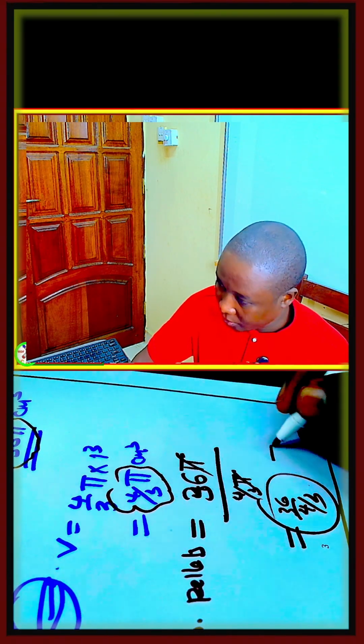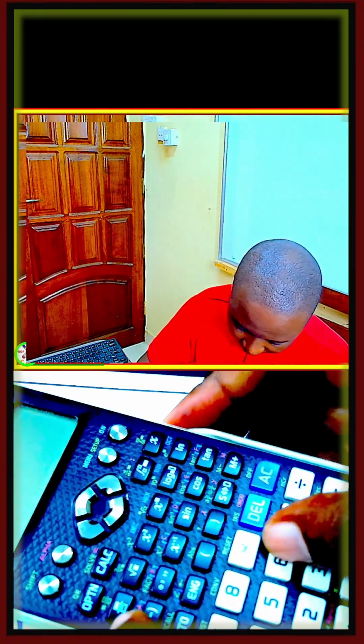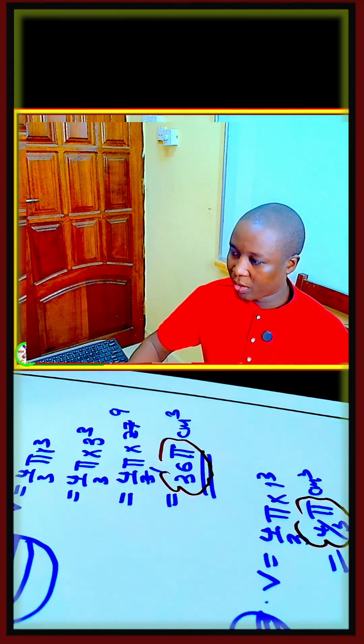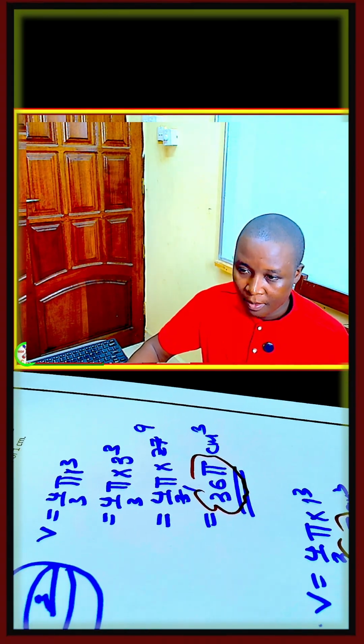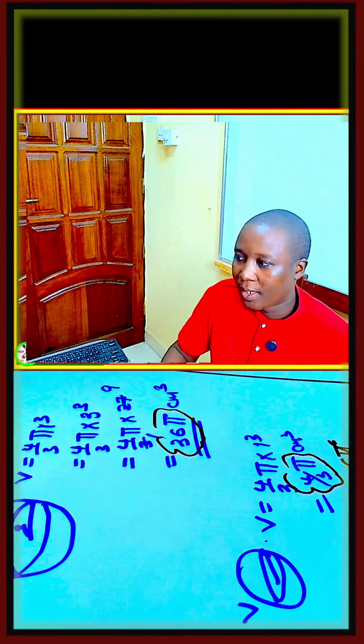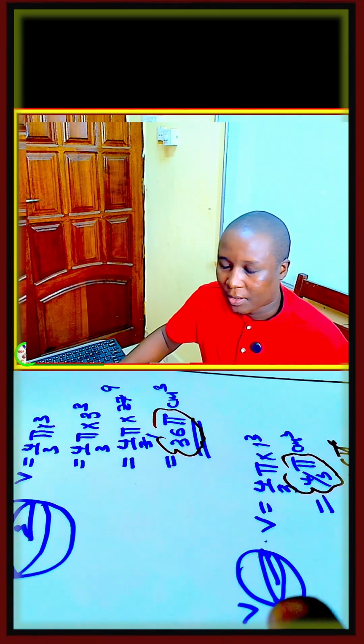So if you work out this, what are you going to get? If you divide 36 by 4 over 3, what does it become? It becomes 27 pellets. 27 pellets will be formed. So which means you take the volume of the big sphere divided by the volume of the pellets, then you get the number of pellets in this particular question.